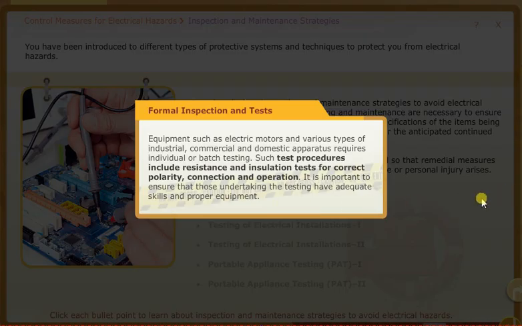Formal inspection and tests. Equipment such as electric motors and various types of industrial, commercial, and domestic apparatus requires individual or batch testing. Such test procedures include resistance and insulation tests for correct polarity, connection and operation. It is important to ensure that those undertaking the testing have adequate skills and proper equipment.